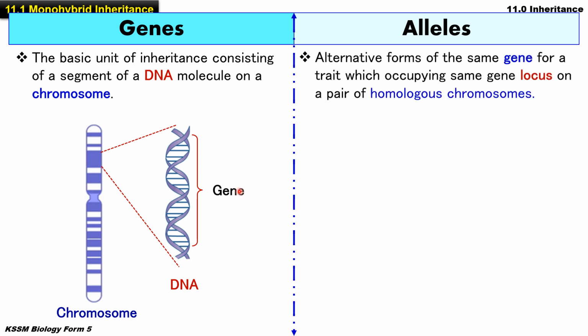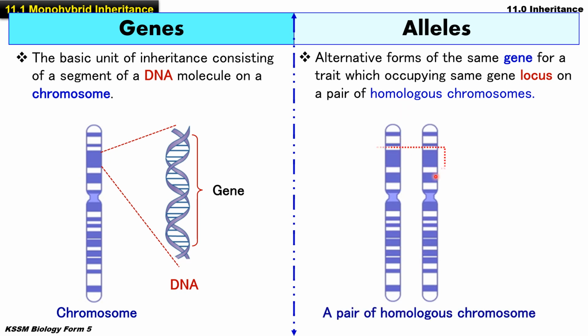Allele? Okay, allele ni pula is the alternative form of the same gene. Okay, for a trait. Gene yang sama, same gene untuk satu trait yang sama. Which is this gene located in the same locus. Locus ni maksudnya tempat. And dia akan forming sebab semua sama, same. Sebab tu dia akan jadi homologous chromosome.